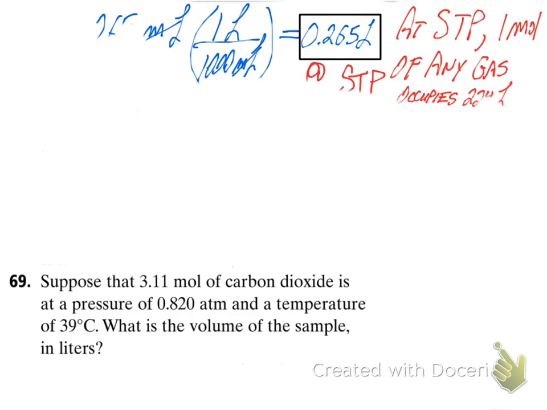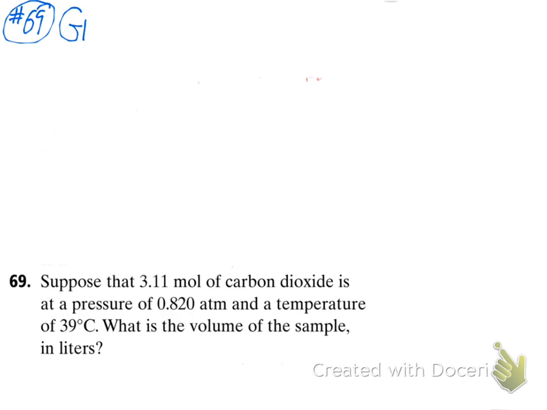Let's look at number 69. Number 69 reads: suppose that 3.11 moles of carbon dioxide is at a pressure of 0.820 atmospheres and a temperature of 39 degrees Celsius. What is the volume of the sample in liters? This is the first of our PV equals nRT problems. The most difficult part of these problems is just determining which of the 5 or 6 available equations I'm going to use.